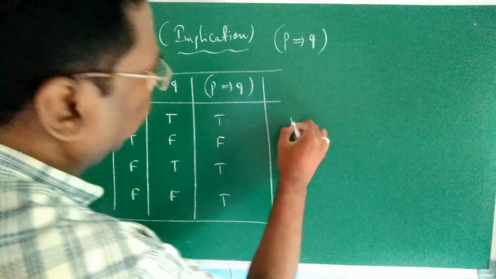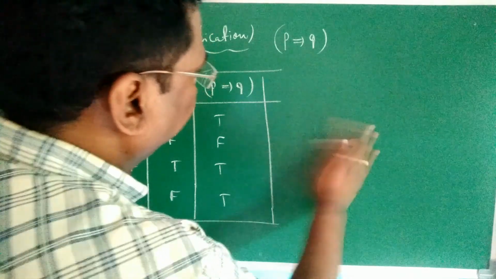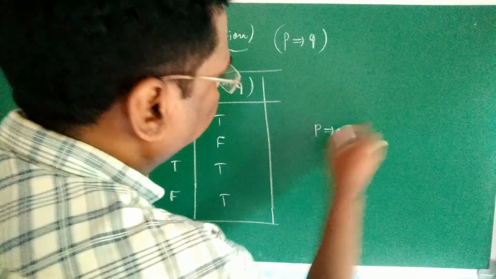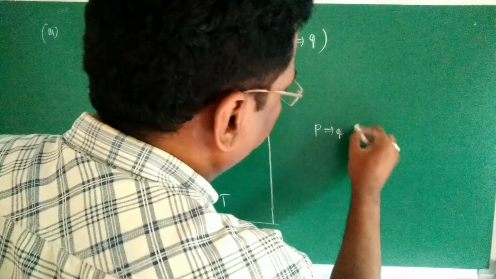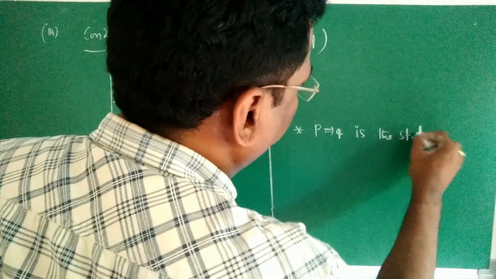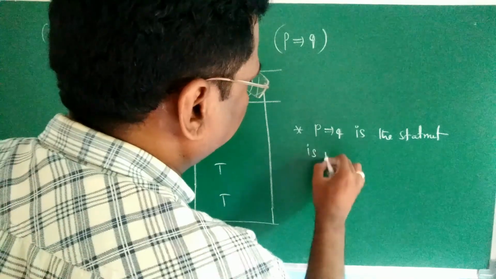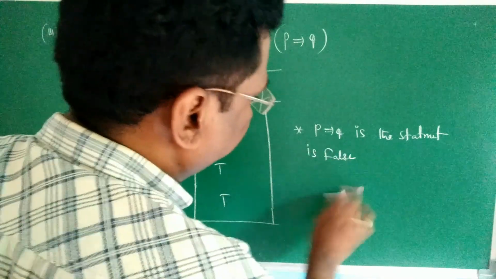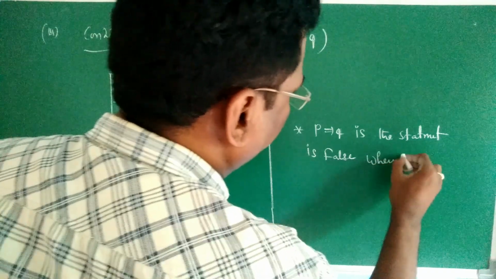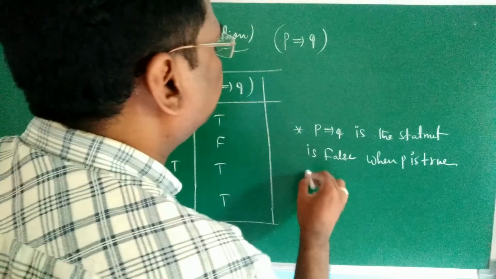Now, key point: the statement P implies Q is false when P is true and Q is false.